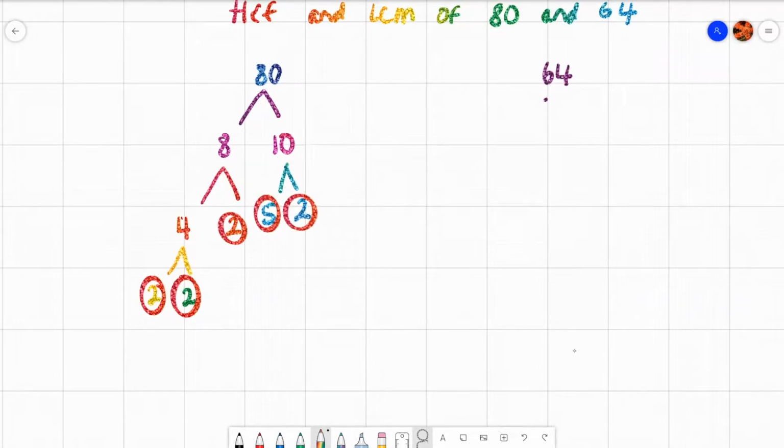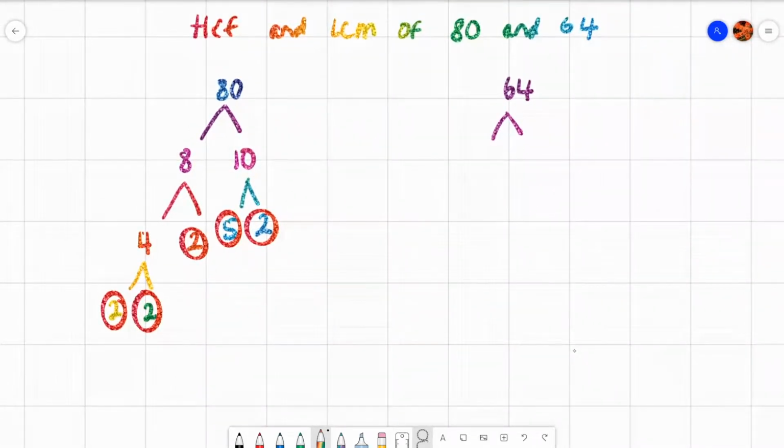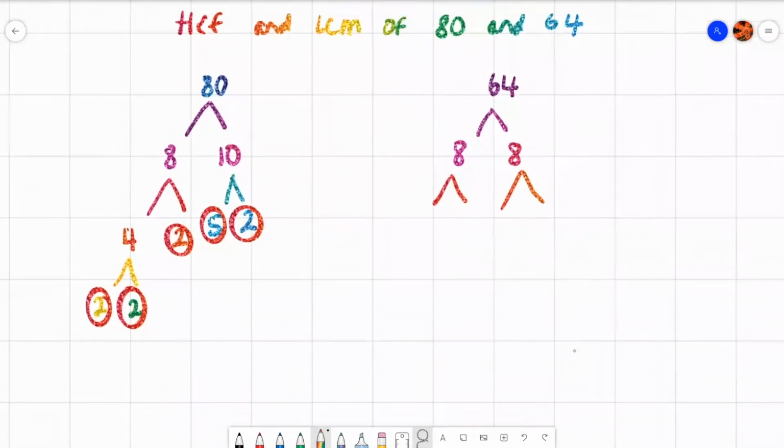Let's have a look at the number 64. Again, I need to split 64 up into its prime factors, two numbers that times together to make 64. I'm going to say 8 and 8. 8 times 8 is 64. None of them are prime, so I need to split them up, and because they're both the same, we can do it in one go.